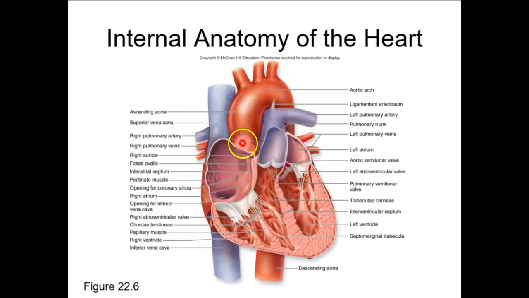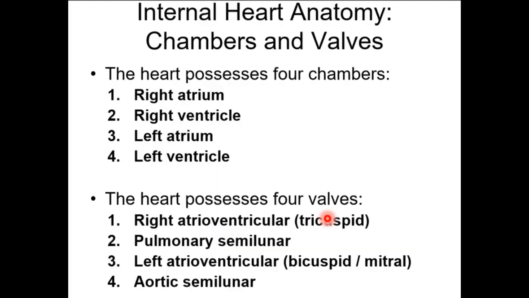The divisions between the atria and the ventricles, this divider is gonna be known as what? The atrial septum, and this divider is known as the ventricular septum. The walls to the ventricle on the left are 3 times thicker than the walls on the right. Why? Because it has to pump to the body, whereas this just has to pump to the lungs. Okay, good. What else? We're good there.